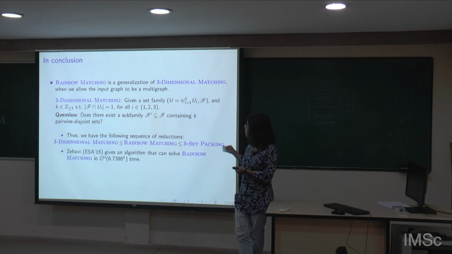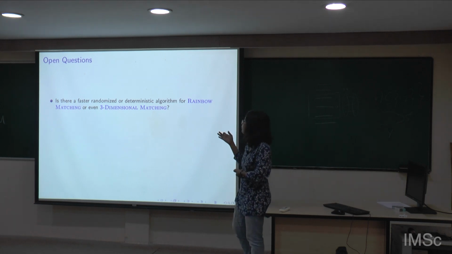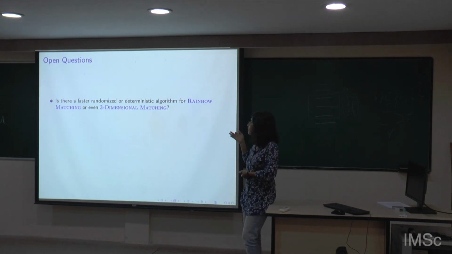All these problems, 3-set packing and the others, have a history of randomized and deterministic algorithms being studied. The Zehavi 2015 paper gave a deterministic algorithm of this running time, and I'm not sure if this is the current best or if it has been improved. Given these scenarios, we ask: can we get a faster randomized or deterministic algorithm for rainbow matching or 3-dimensional matching?